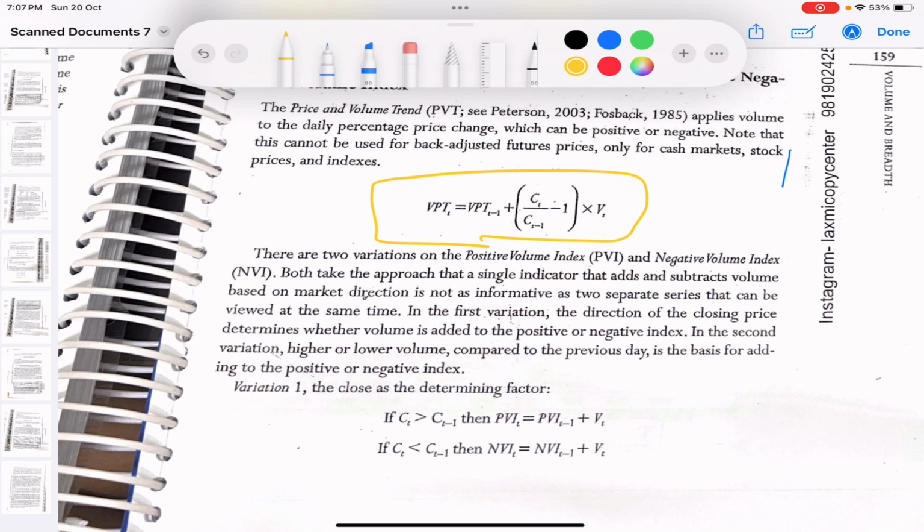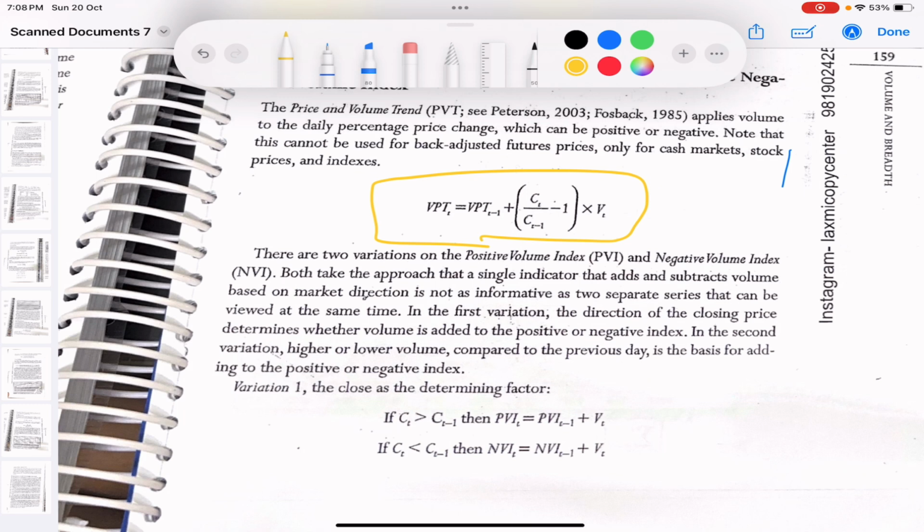Now let's talk about the two variations on the positive volume index and the negative volume index. Both take the approach that a single indicator that adds and subtracts volume based on market direction is not informative. So in the first variation, the direction of the closing price determines whether the volume is added to the positive or the negative index. In the second variation, higher or lower volume compared to the previous day is the basis.